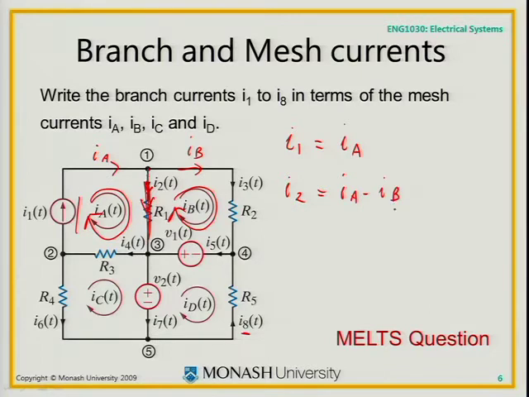We could pick another one. What's I5 going to be? Just as an example, I5 will be, well, I can see that there's an IB flowing in that direction and there's an ID flowing in that direction. So I5 will be IB minus ID.